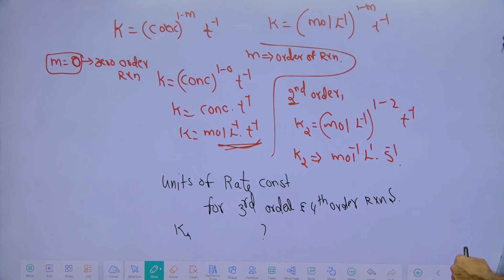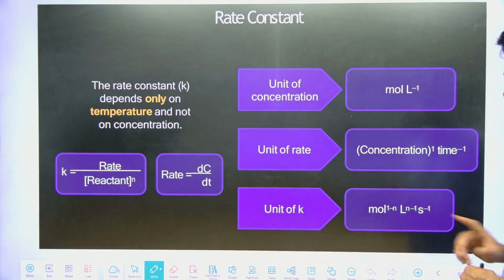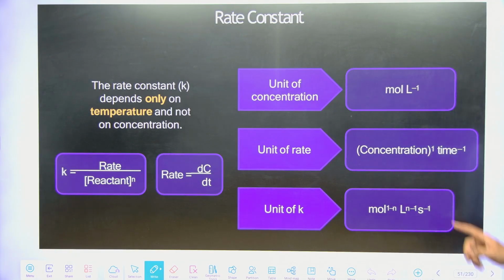Okay, right. Next, this is what we have finally: rate constant, units and all. Next.